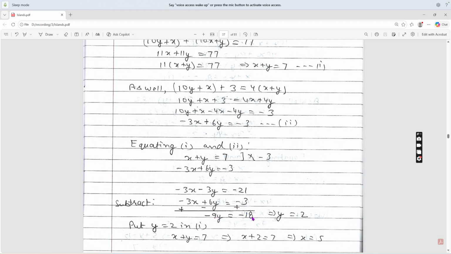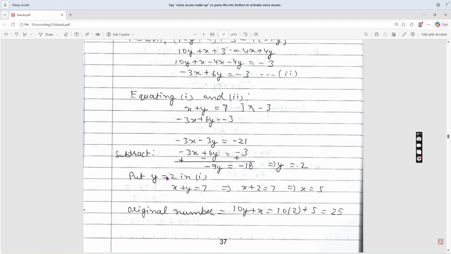So y is equal to minus 18 upon minus 9, that is equal to plus 2. Now we are going to put y is equal to 2 in equation first. What is the first equation? x plus y is equal to 7, means x plus 2 is equal to 7, means x is equal to 7 minus 2, that is 5. So original number would be 10y plus x, that we know very well. We are getting 25. In this way, 10 into 2, which is y, and x is equal to 5. So 10 into 2 is 20 plus 5 is equal to 25.